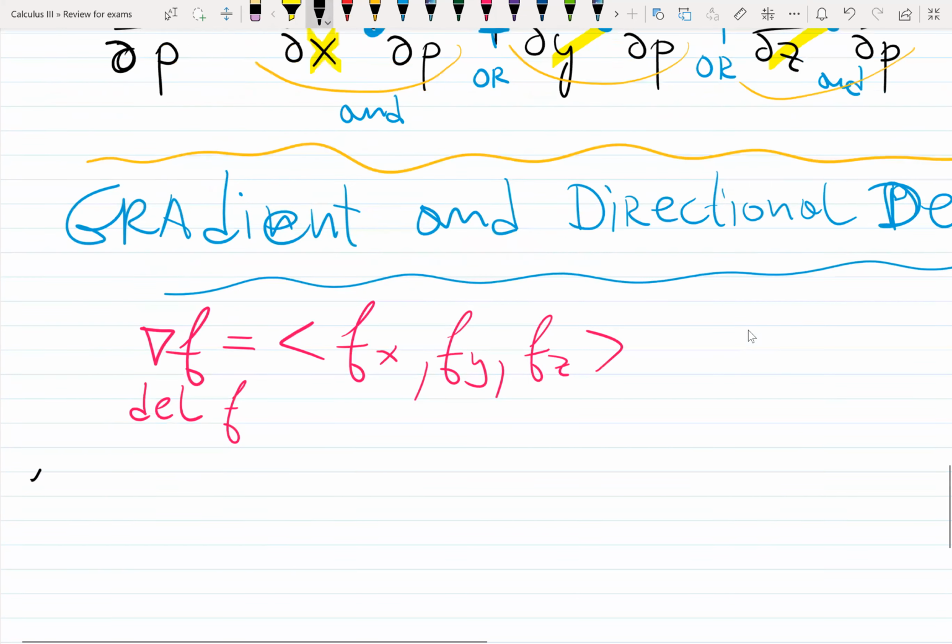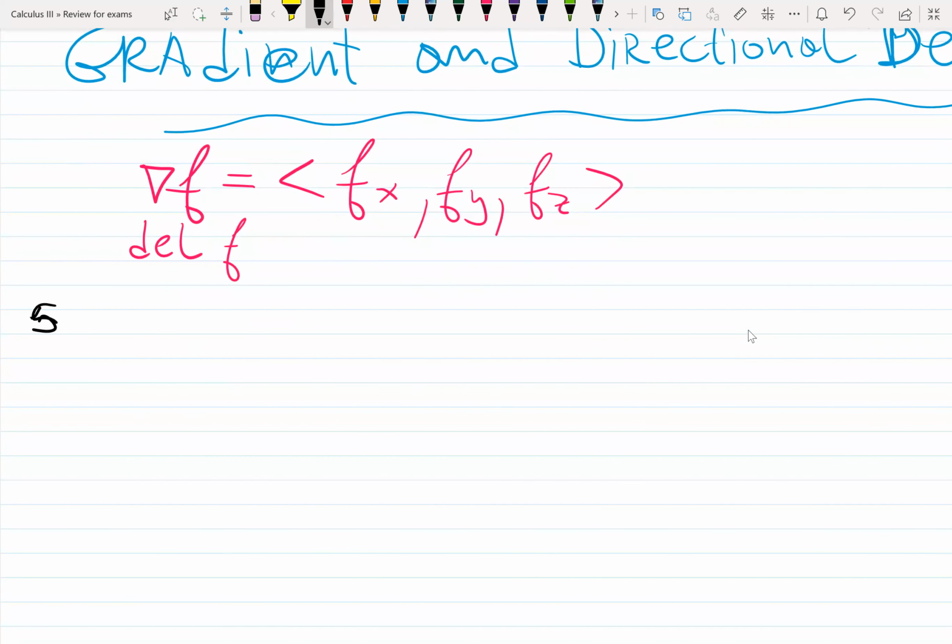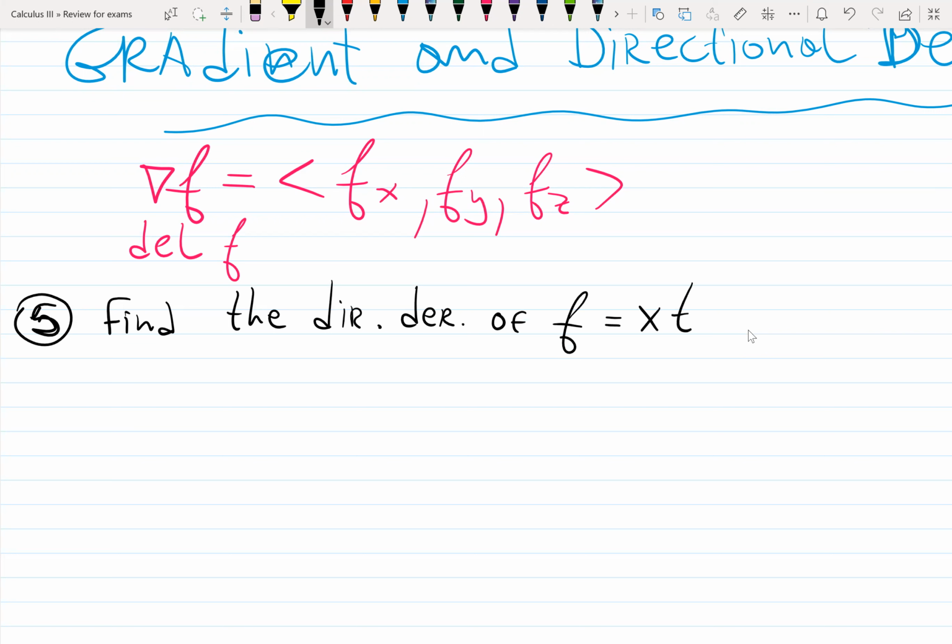Example number 1, let's keep the order, it's number 5. Find the directional derivative. That's going to be on a test. I don't even have to hide this. We always put directional derivative on a test. Find the directional derivative of the function x arc tangent of y over z. Then we give you a point at -8, -8, -8.